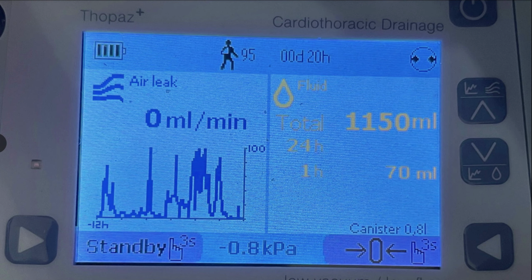You can see that after 20 hours, Noel's digital chest drain is no longer measuring an air leak, and the hourly drainage is only 70 mils. So the chest tube can come out at this point.